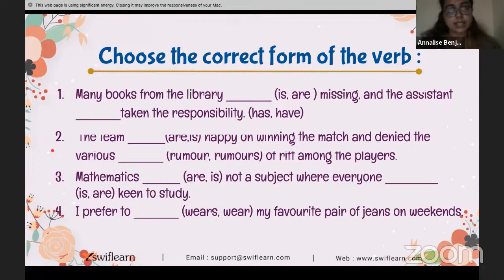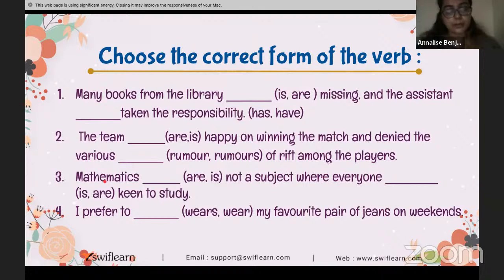In the second sentence, the team dash happy on winning the match. The team is happy on winning the match. Very good. And denied the various rumors. What are we talking about? Rumors of rift between the players.